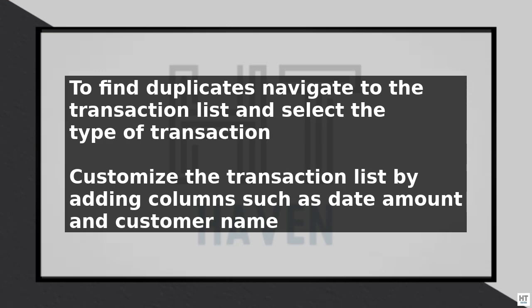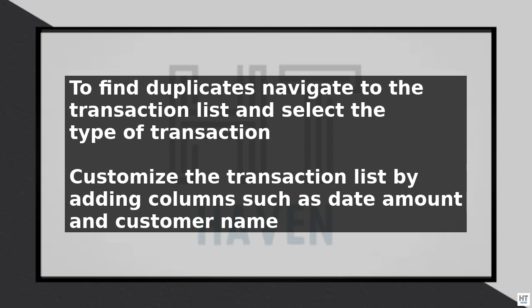Next, customize the transaction list by adding columns that are relevant to your search. For example, you can add columns for date, amount, and customer or vendor name. This will help you to quickly identify potential duplicates.